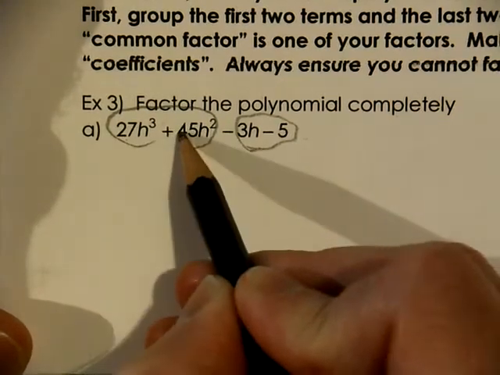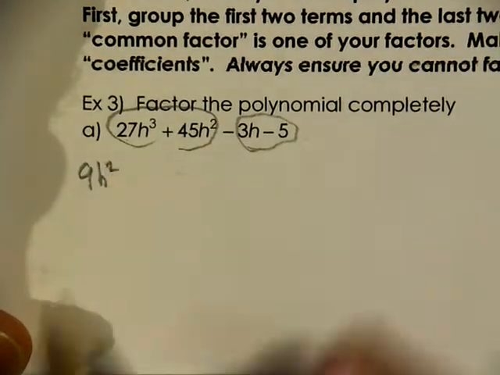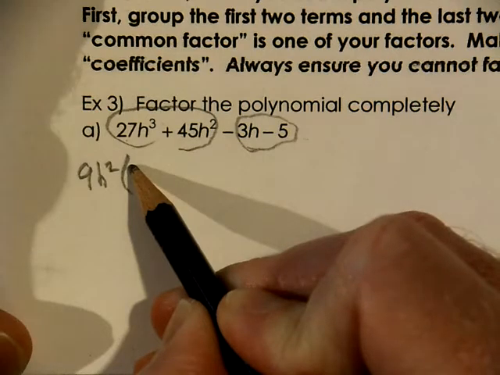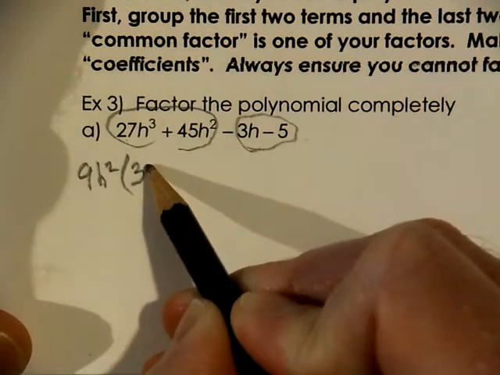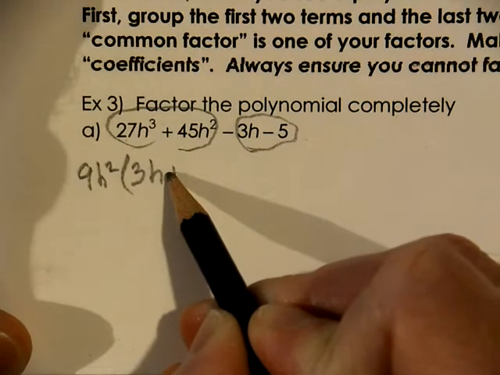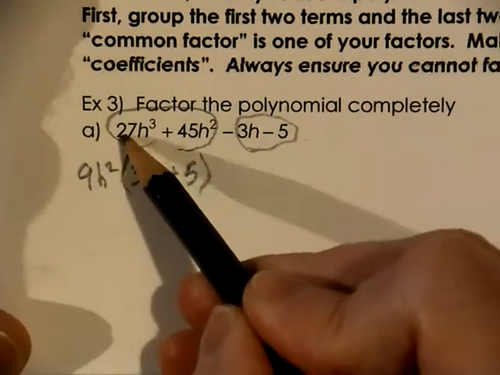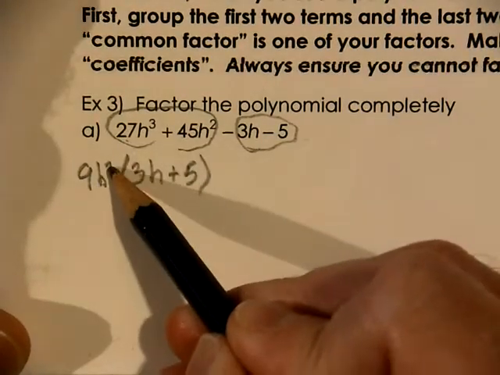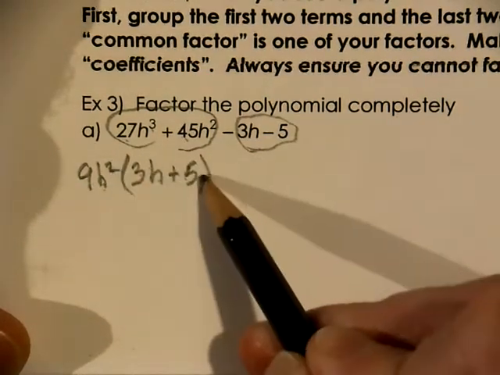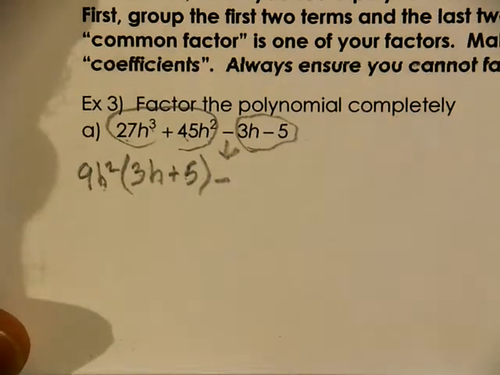So I see that a 9 goes into both of those, and h squared is your smaller exponent. So that leaves me with a 3h plus 5, because 9 times 3 is 27. H squared and h is h cubed. 9 times 5 is 45. H squared and nothing is h squared. So bring down this sign.